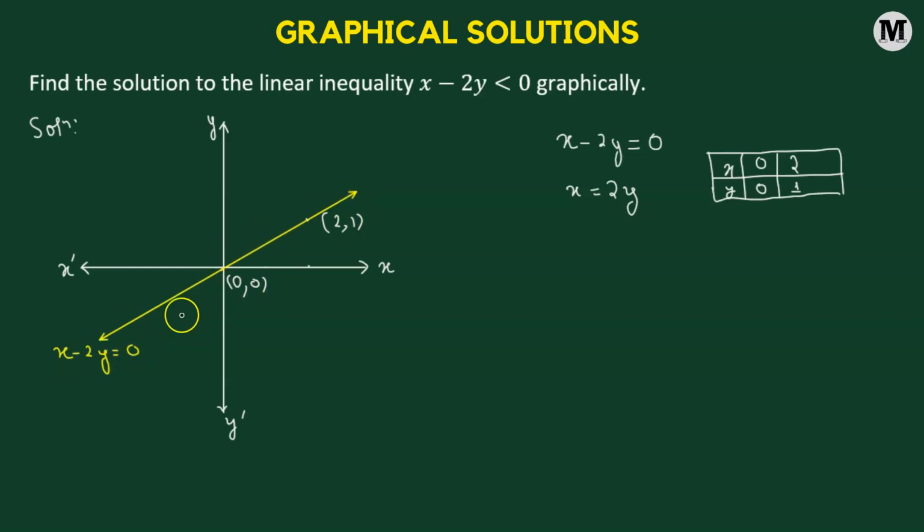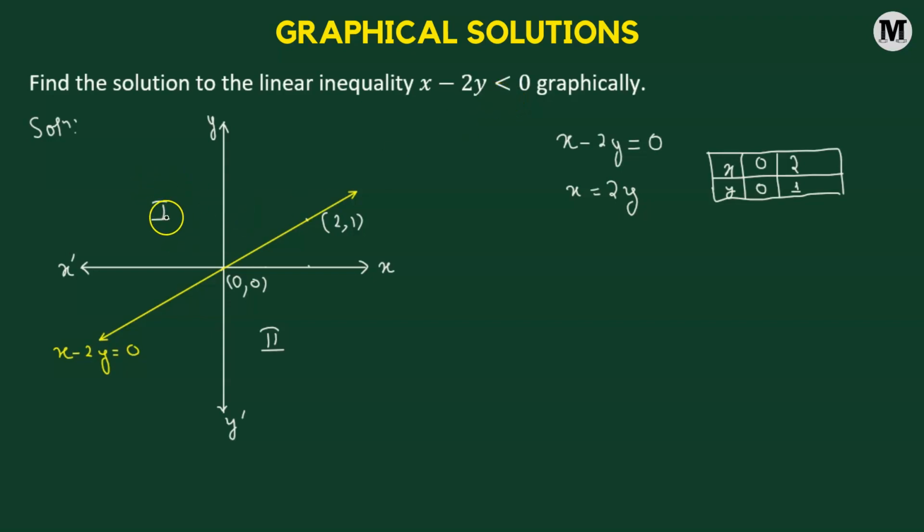Now we can observe here that this line divides the xy plane into 2 regions. One region is going to be above the line and the other region is going to be below the line. Let's consider region 1 to be the one that's above the line, and below the line we're going to consider it to be region number 2. Now we need to check whether any one of the 2 regions is going to be a solution of the given linear inequality. For this, we'll pick up a random point.